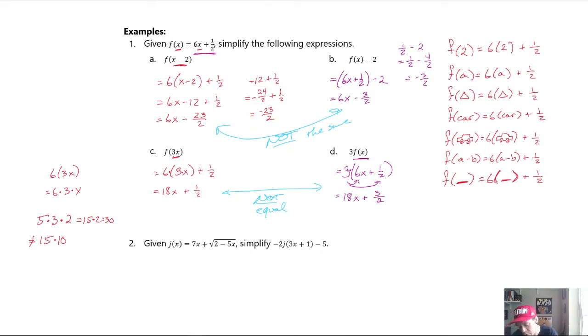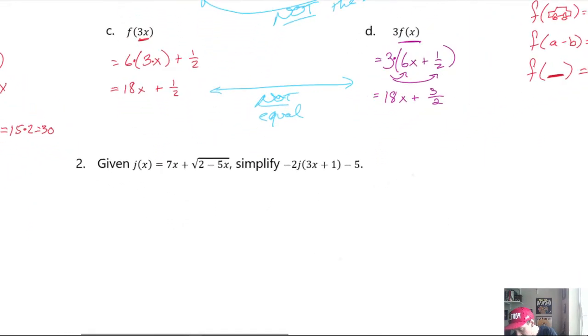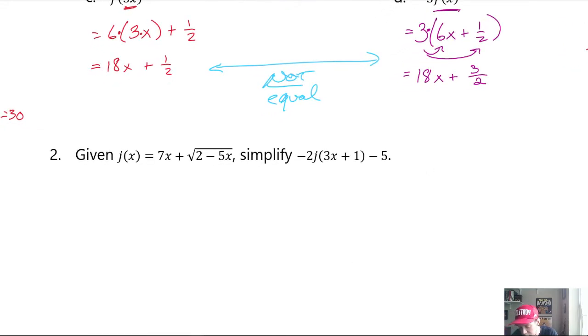Let's go ahead and move on to this next one, where we're really going to put all of this together in some interesting ways. So we're given a new function, j of x equals 7x plus the square root of 2 minus 5x. So we're asked, given that definition for a function j, to simplify negative 2 times j of 3x plus 1, minus 5. So we're going to do this in a couple of steps.